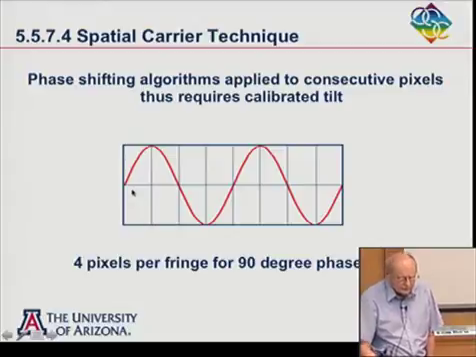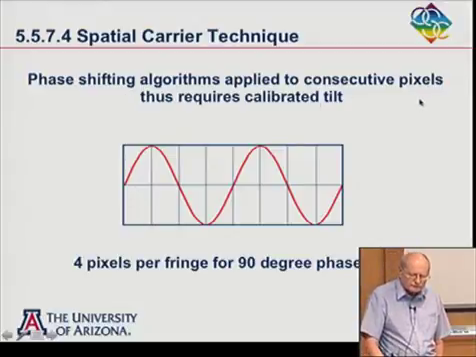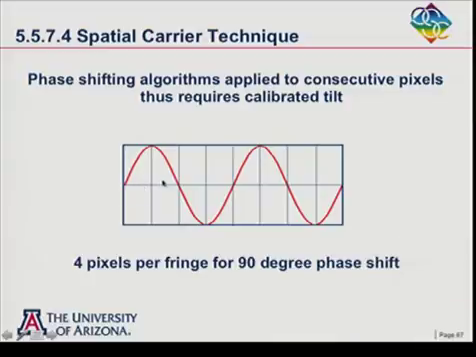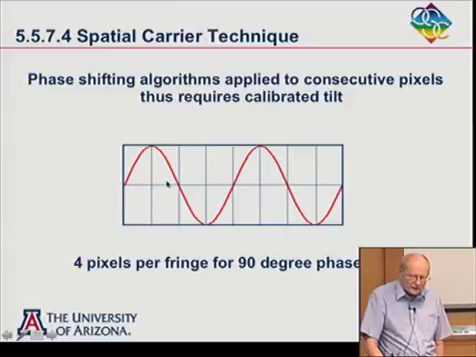So in this case, what we're doing, we're introducing enough tilt so that between detector elements, these little rectangles here are supposed to identify detector elements, the phase changes by 90 degrees. And so what we have then is 90-degree phase shifts between adjacent pixels. So if I look here, as I go one cycle here, I have 1, 2, 3, 4 detector elements.